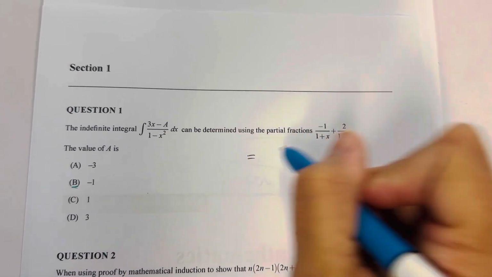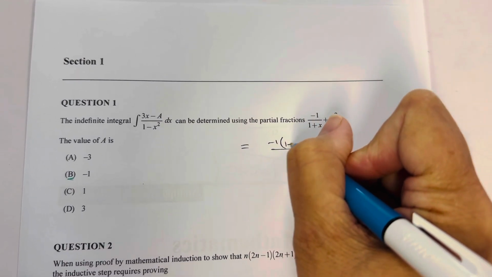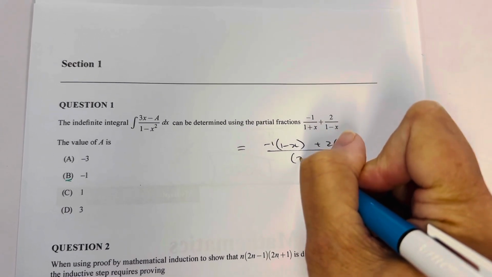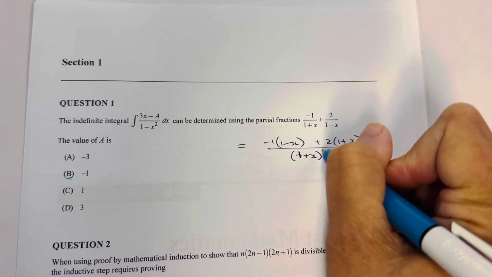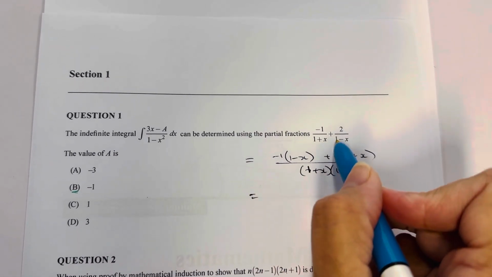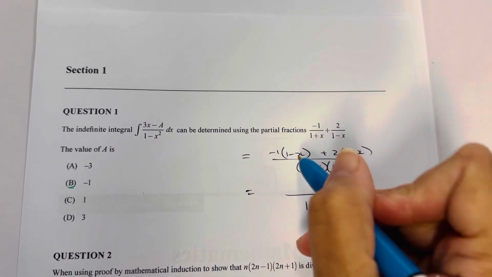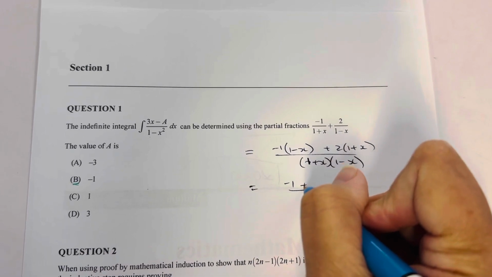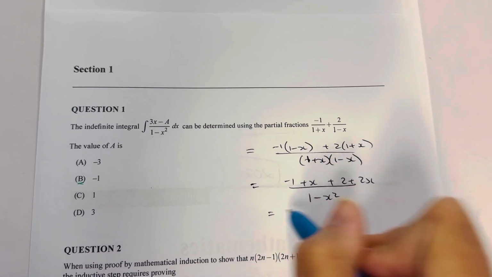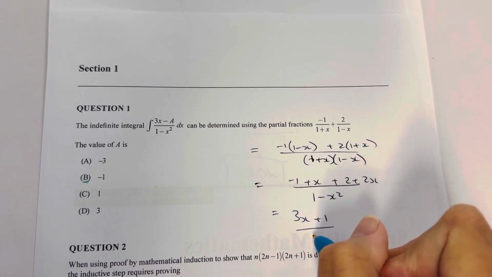If we just expand this out, we do our cross multiplying: -1(1 - x) plus 2(1 + x), giving us (1 + x)(1 - x) as our common denominator, because we're trying to take this back to our common denominator of 1 - x squared. We get on the top -1 + x + 2 + 2x, giving me (3x + 1) over (1 - x squared).